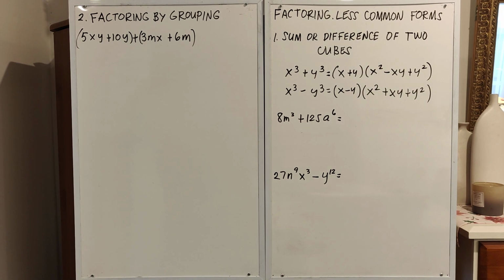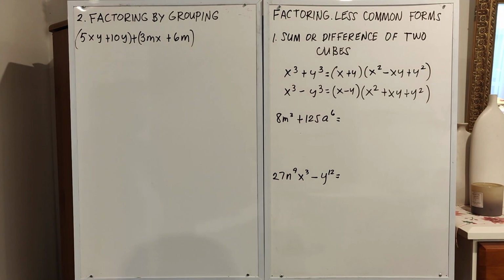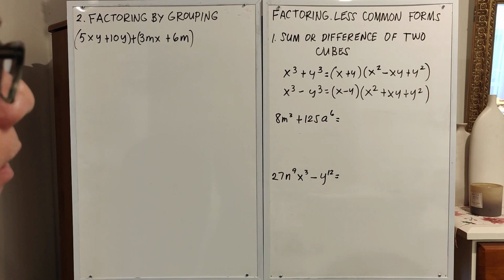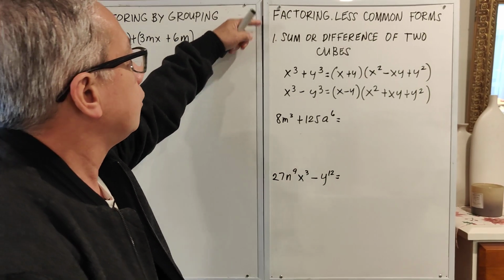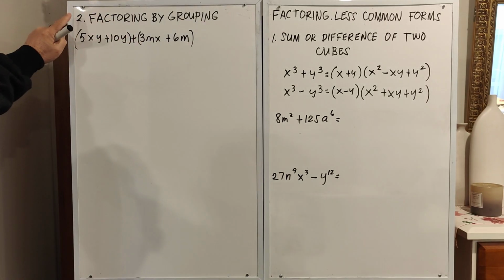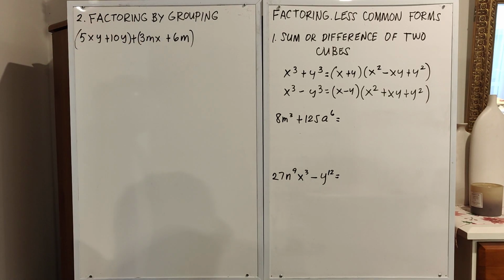These two forms of factoring or factorizing appear less frequently in math questions, but we will be discussing them anyway, so we can cover all the topics. First is the sum or difference of two cubes, and the other one is factoring by grouping.